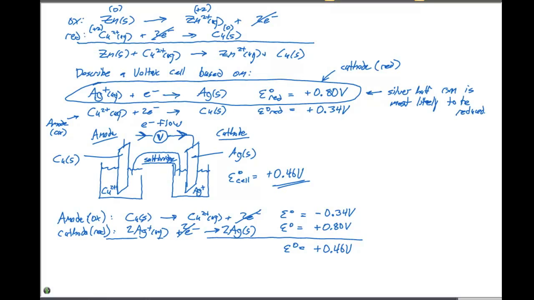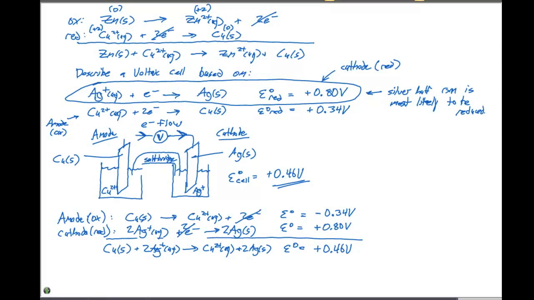So the overall reaction that we have is copper solid plus 2 silver ions in solution, giving us copper 2+ ions in solution plus 2 silver solid. This gives us the experimentally determined voltage, which was 0.46 volts. And that's going to be the sum of each of these two potentials.